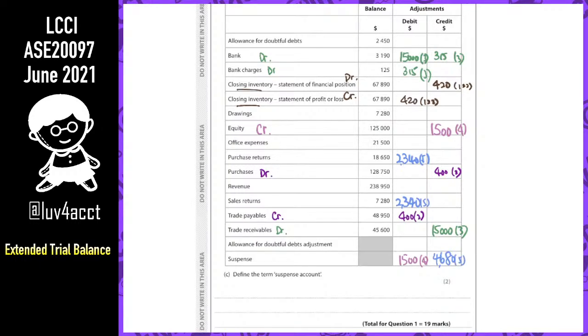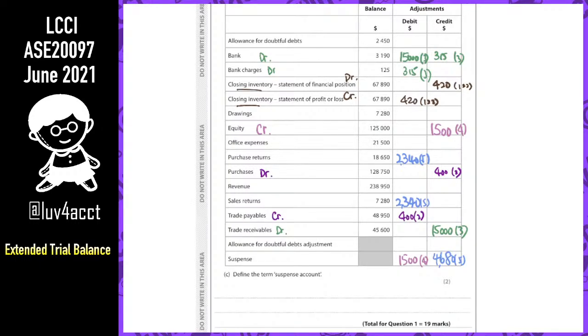So you can see that so far, when we put the entries in the adjustment columns, we always have the same amount in debits and in credits. You have to do that. It is always the double entry system. So now we have finished until item 5.